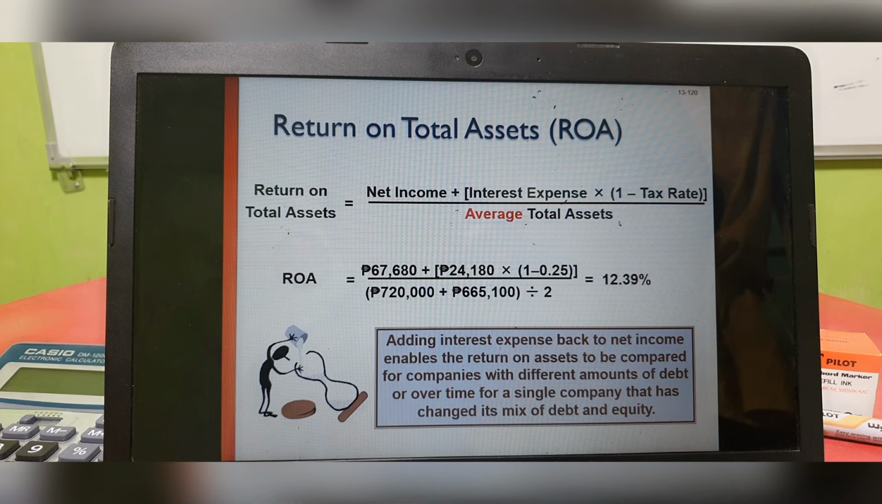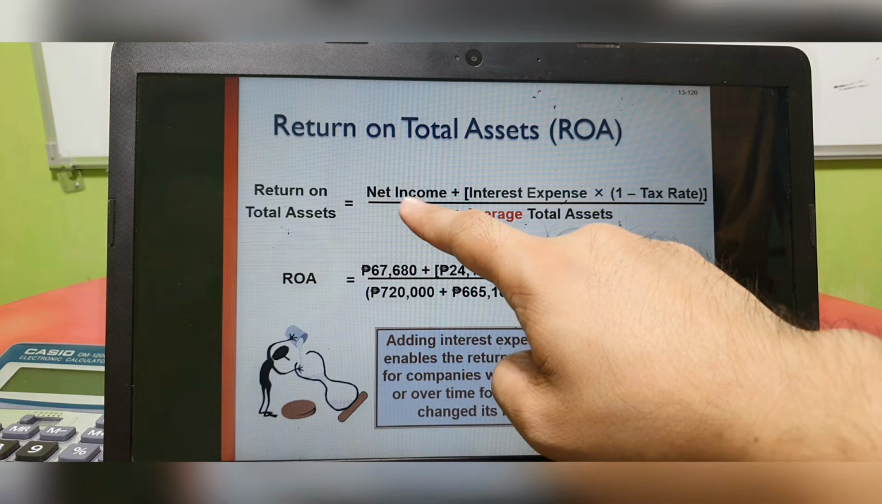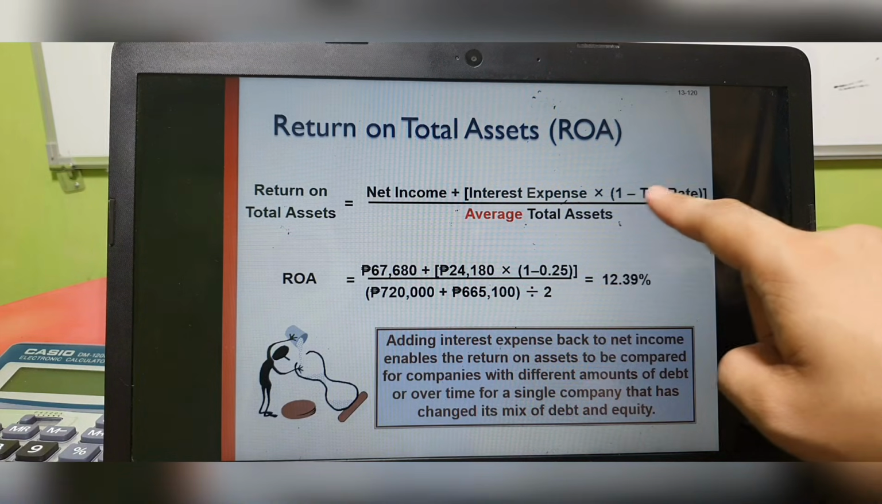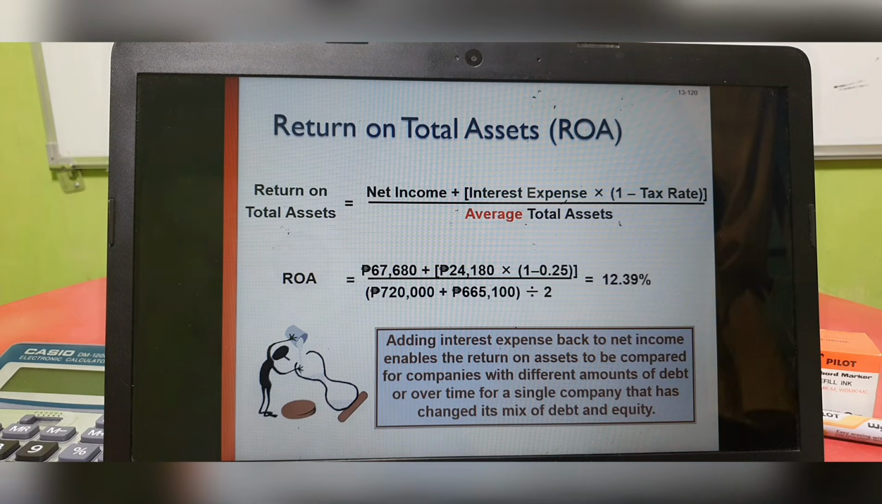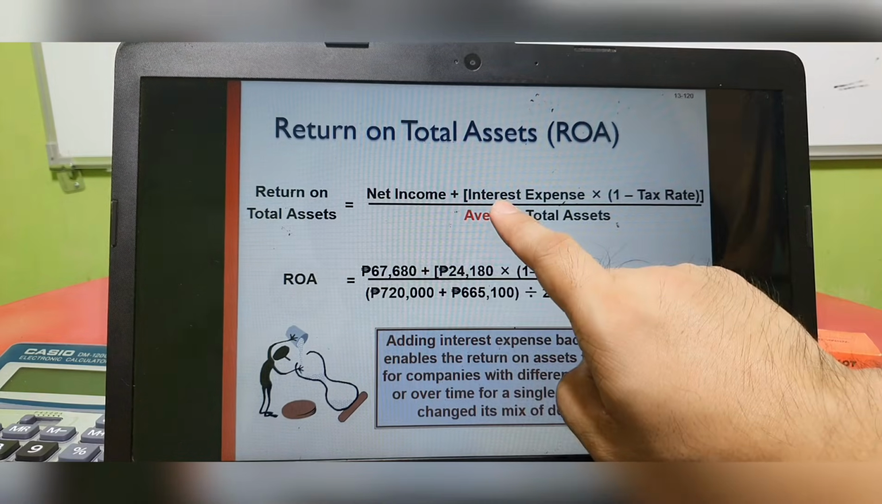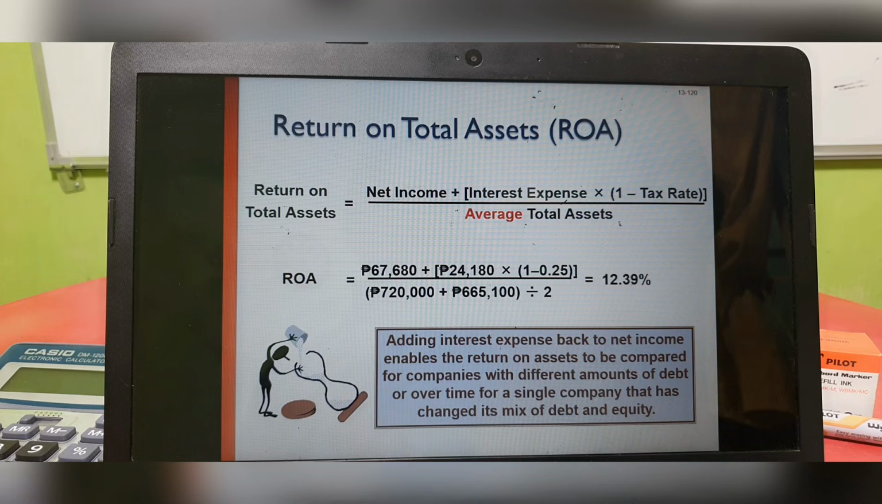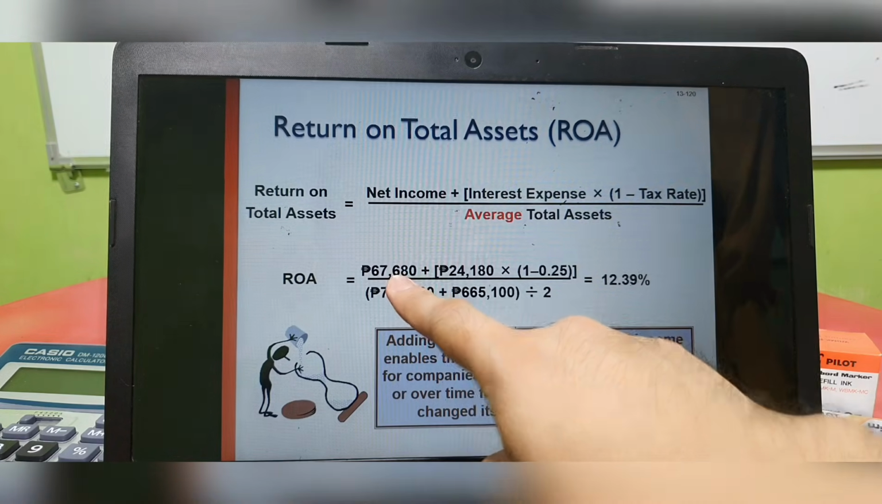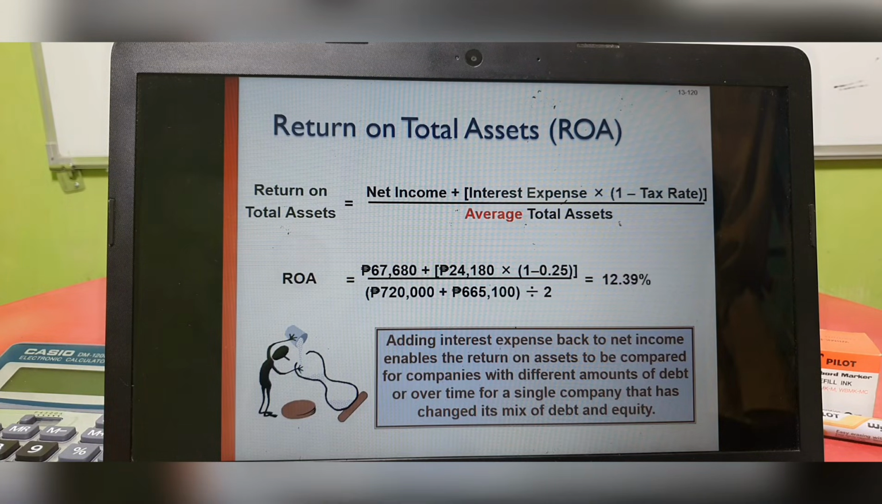Okay? So, ang ROA natin is our net income. We will add back the interest expense, naka-gross up, 1 minus tax rate, and then divided by the average total assets. Kumbaga, parang net income over average total assets lang. Pero you have to add back the interest expense na naka-gross up. So, in our case, the net income here, please take note, is the net income after tax, not the net income available to common stockholders. Kasi nga, gusto natin na compare with other companies regardless of the capital structure.